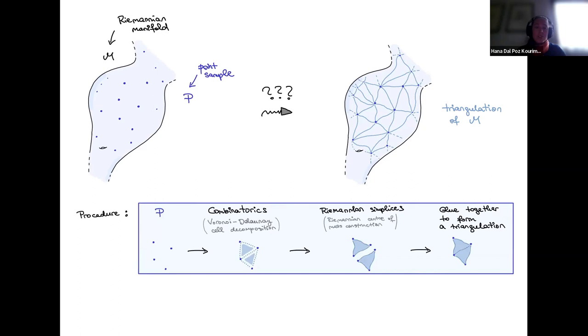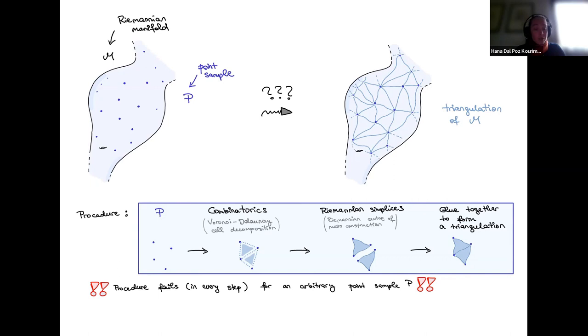In the first step, you are given the point sample, and you need to impose some combinatorial structure on the point cloud P. This means that you need to decide which of the points of the point sample you want to connect to form simplices. Once you have this abstract combinatorial structure, you want to make sure that each of the abstract simplices can actually be drawn onto the manifold. We call this realized. And in the last step of this procedure, you want to take all these Riemannian simplices that you constructed in the second step, and patch them together to form a triangulation of the manifold.